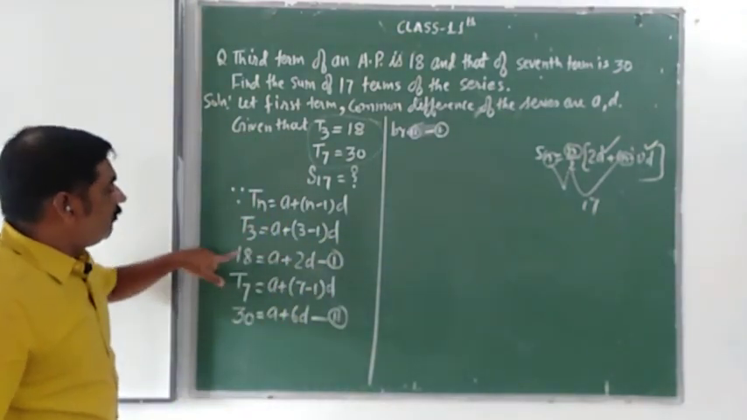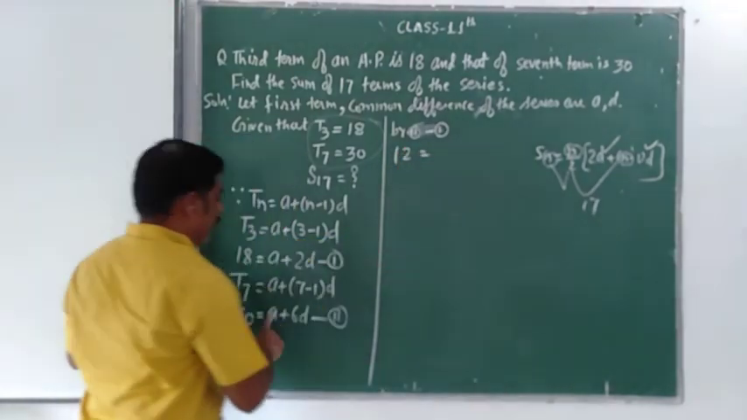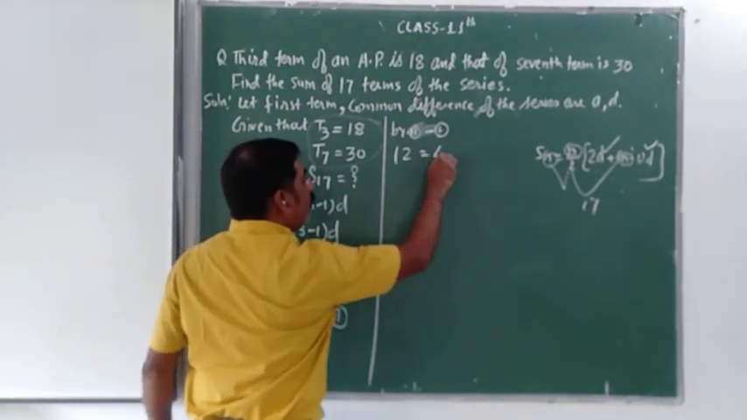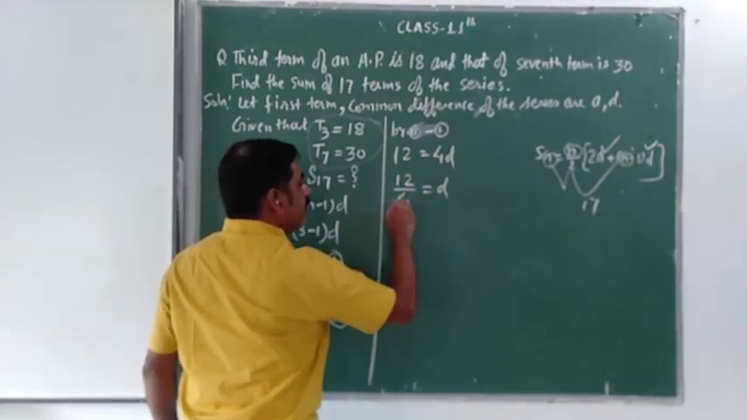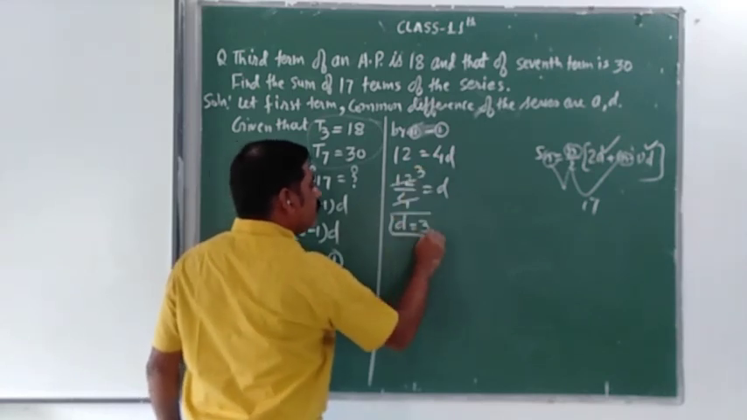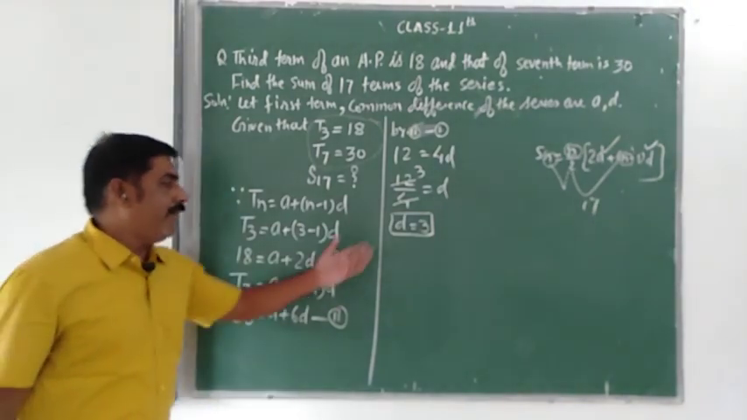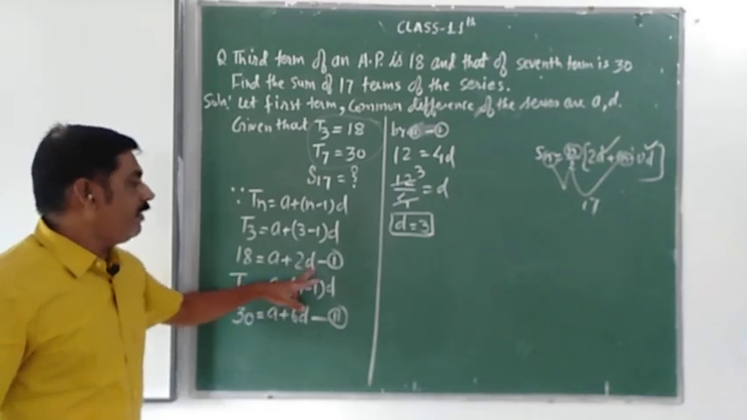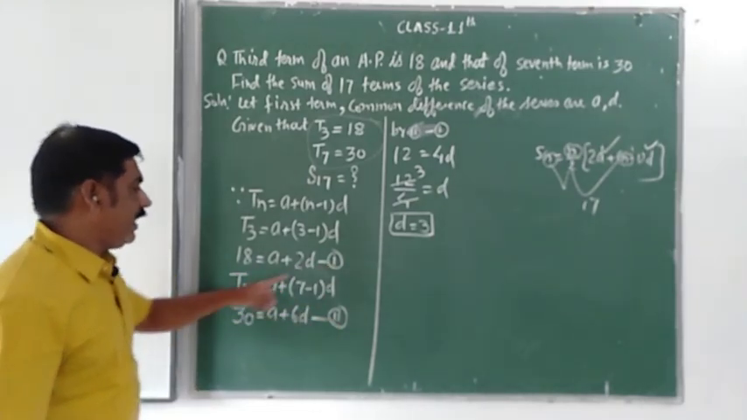So 30 minus 18, 12. A and A cancel. 6D minus 2D, 4D. So 12 upon 4 is equal to D. 4 3s are 12. Hence D is equal to 3. Now we have D is equal to 3. With the help of D is equal to 3, we can easily find the value of A. Put the value of D in any one equation, either first or second.